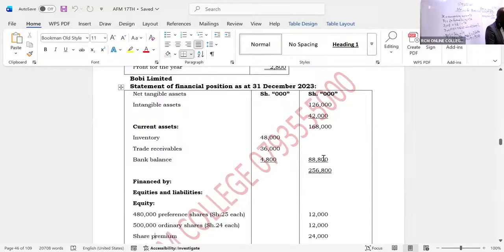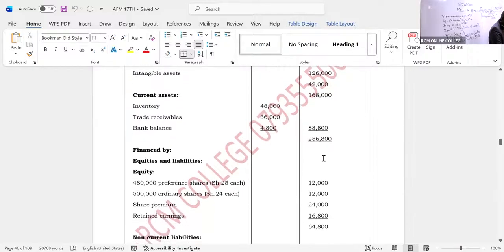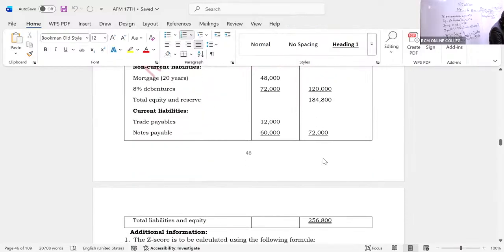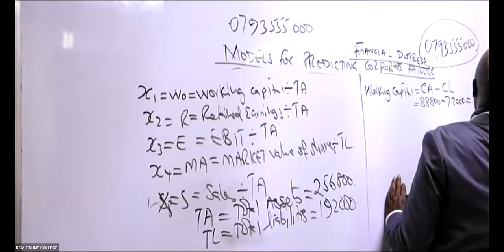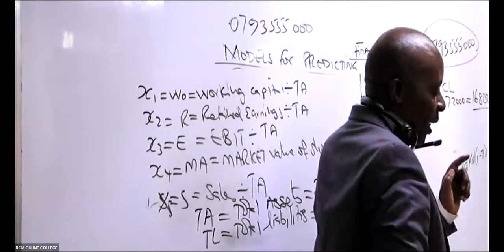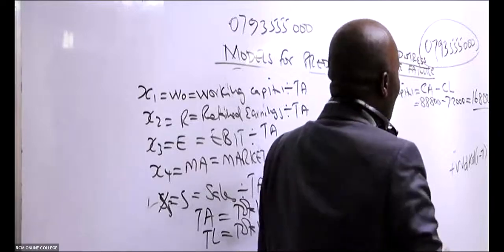Go to the liability section. Please read for me the current liabilities. Down, down, down. 72,000, isn't it? 72,000. So then are you able to give me the working capital? 16,800, isn't it? So this is 16,800. So up to here, especially the online ninjas, because I can't get feedback from you easily.